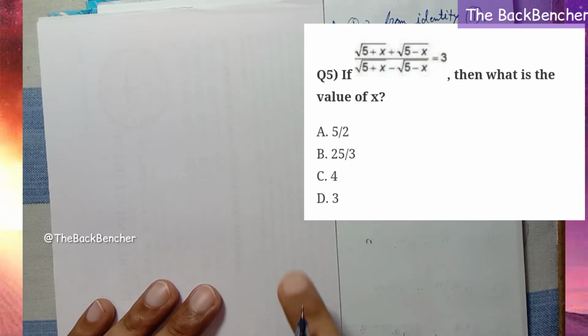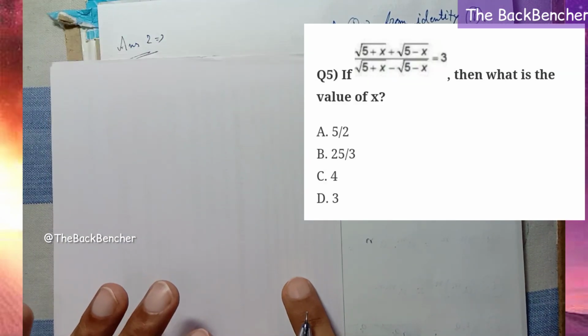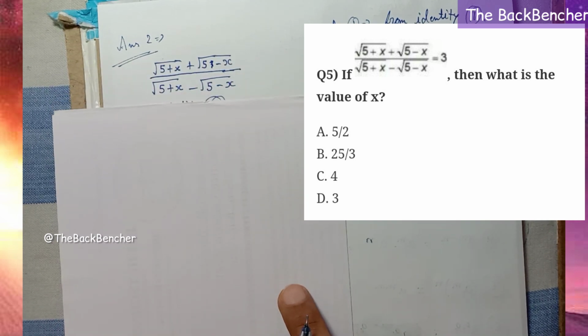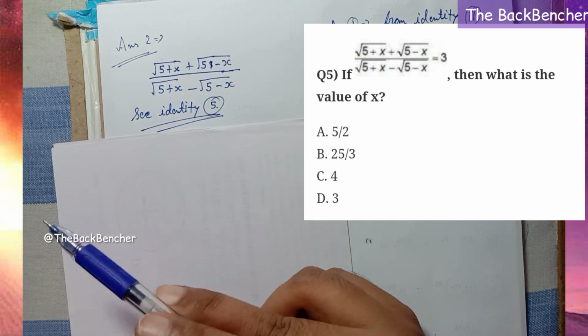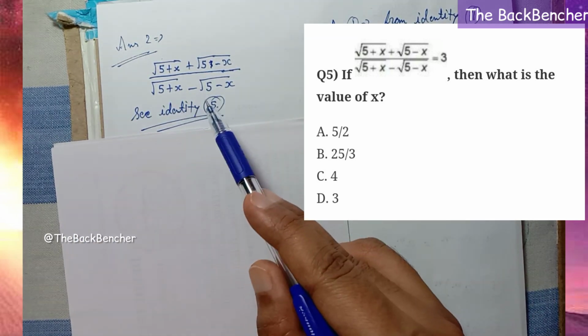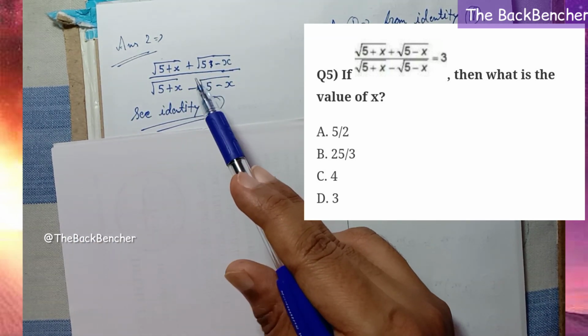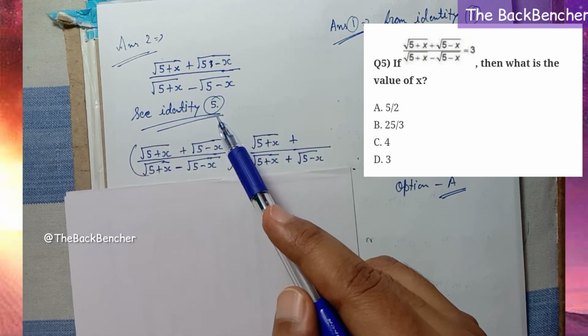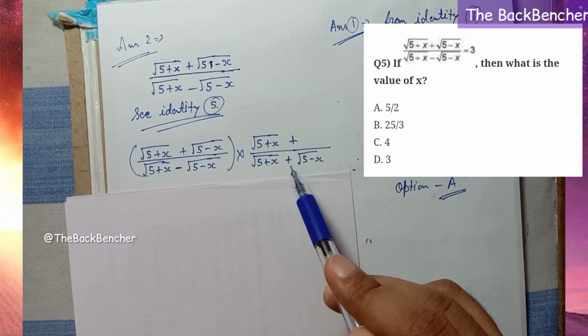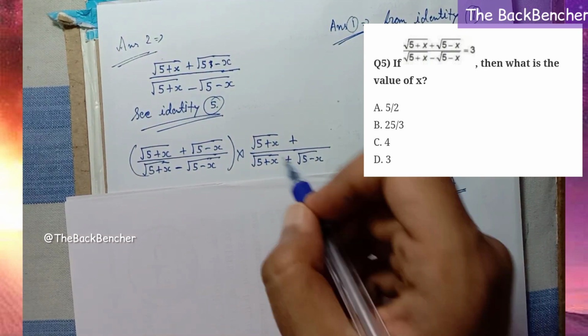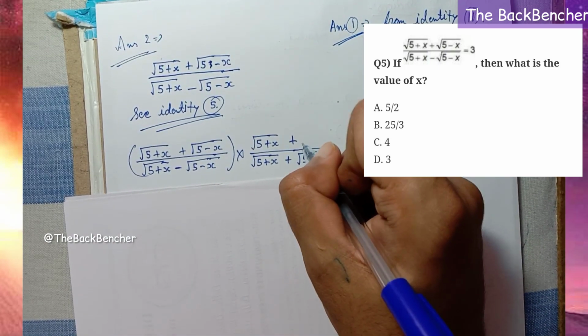Here you can see that the equation is this. Now we have to solve this. Here you easily see root 5 plus x, and that is the equation. Use the identity a plus b times a minus b is equal to a square minus b square. Now multiply the numerator and denominator with the opposite sign of the denominator.